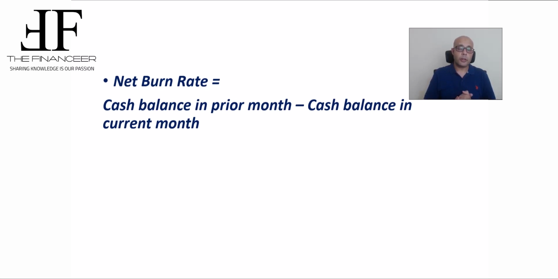Some other people calculate the net burn rate as the difference between the cash balance in the last month or the previous month and the cash balance of the current month. So if you know that in the previous month you had a cash balance of $100,000 and this month you have $75,000, this means that you spent $25,000 in operating expenses or cash outflow during this current month. This is how you can calculate the net burn rate.